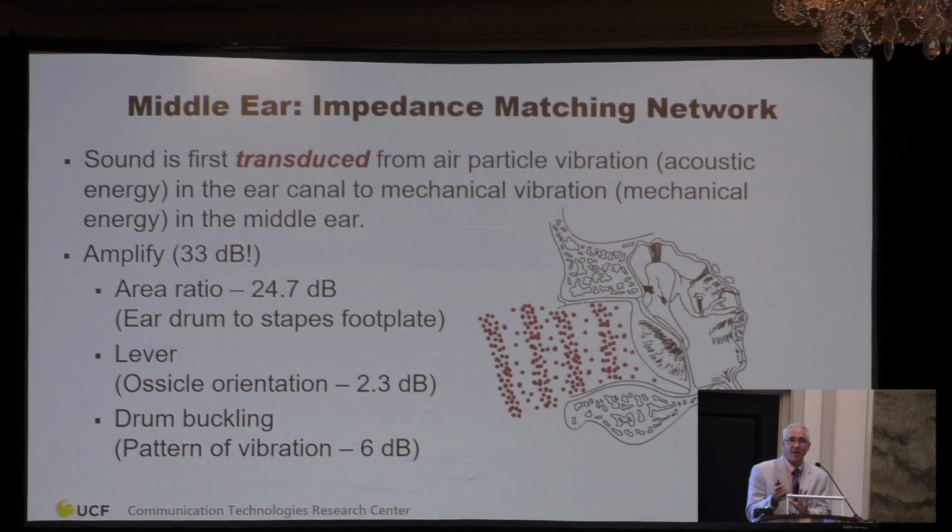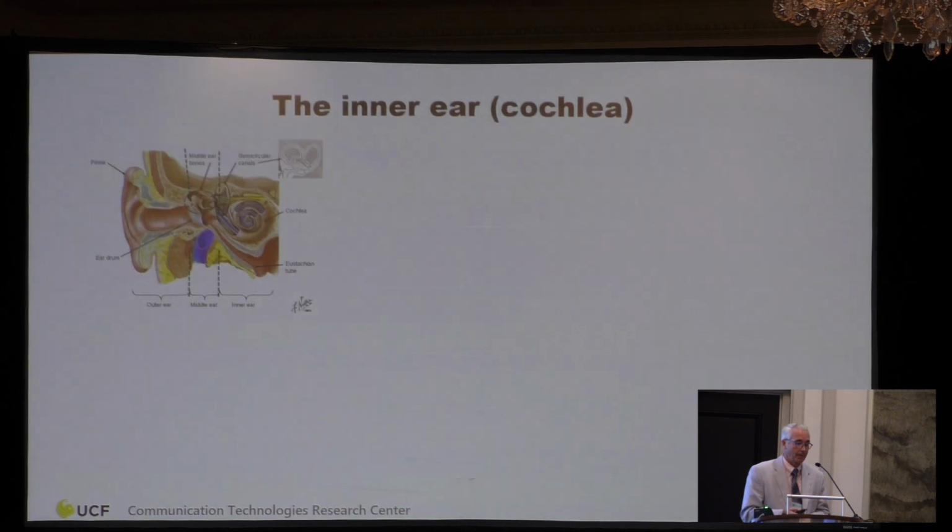The 3 bones act like a lever, giving us about 2.3 dB amplification, and then the pattern of vibration of the eardrum itself gives us some amplification. Overall, we get about 33 dB of amplification to overcome about 33 dB of impedance mismatch because of energy trying to get from a gas to a liquid.